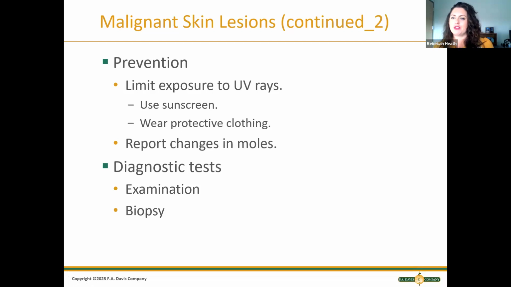We also, with that prevention, we want people to look at their skin. If you have moles or odd looking skin areas, especially if they're changing color, they're changing the shape, anything like that, you want to get those looked at by a dermatologist. When you go into a dermatologist, they're going to do an examination and even a biopsy.